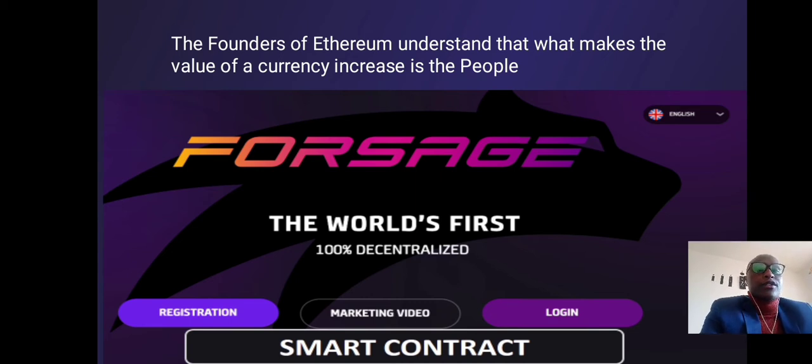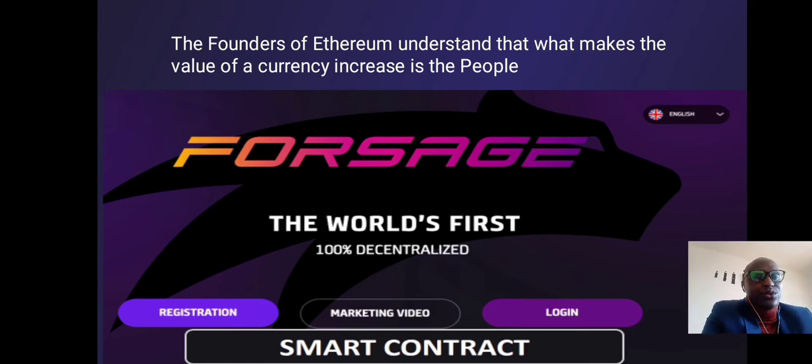So the founders of Ethereum understand that the people makes the currency strong. The more people use this currency, Ethereum currency, the value rises. Okay. The same way, more people are using Bitcoin, transacting on Bitcoin. That's why the value has risen in the recent times. Okay. So they introduce a platform that helps them get the people so that the value can rise.